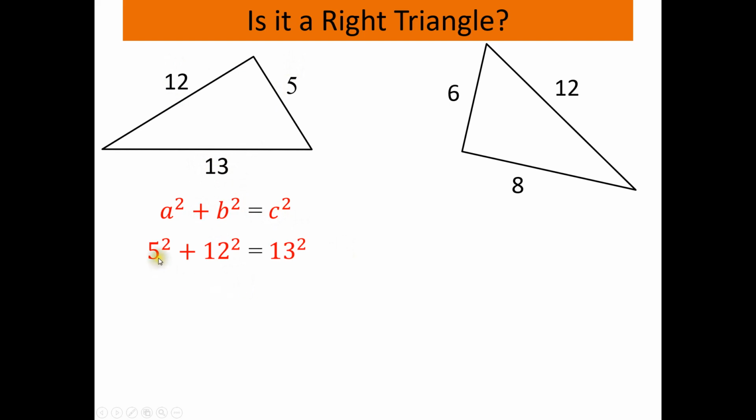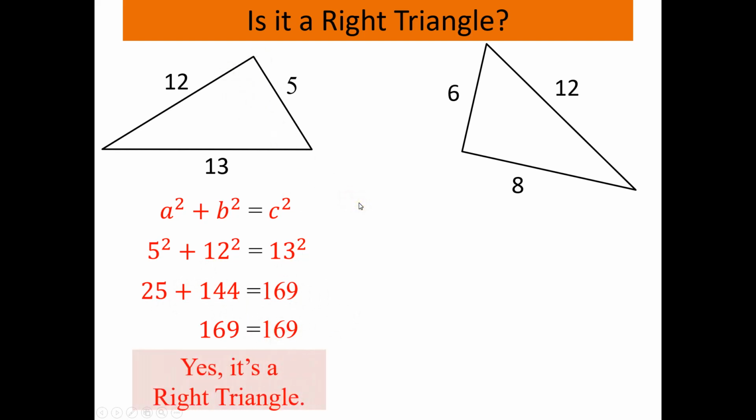Okay, so 5 squared is 25, 12 squared is 144, and this is 169. Okay, so you add these two together, and guess what? 169 equals 169, so yes, this is a right triangle.